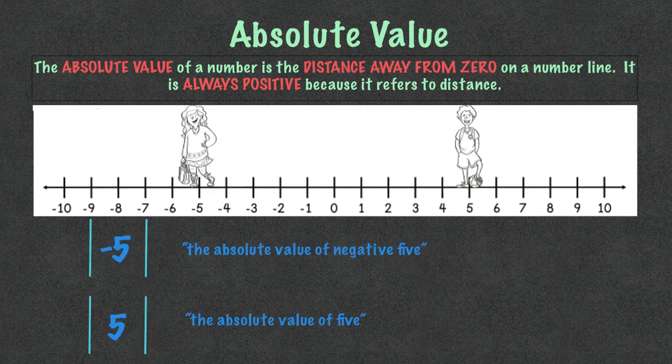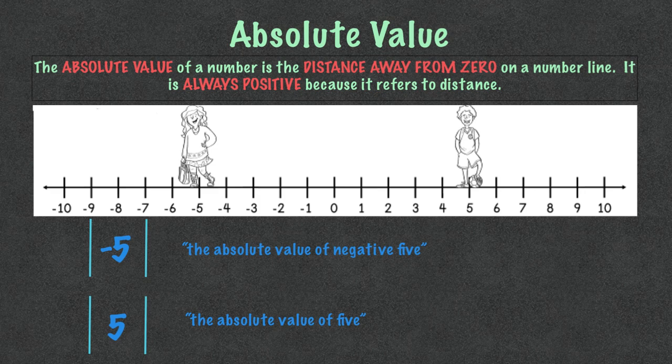This is how we would notate that. So you'll notice, see where my little pointer is, you'll notice these bars right here. These bars notate the absolute value of whatever's inside. So in this case, the absolute value of -5. On this one, it says the absolute value of 5.